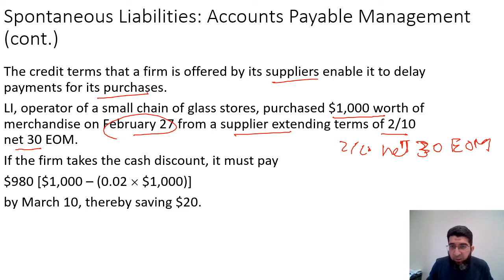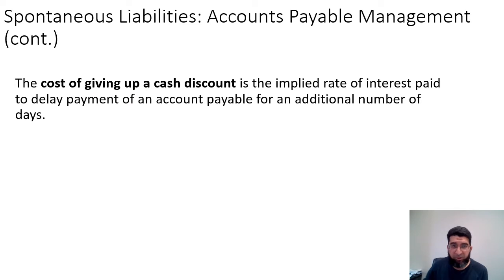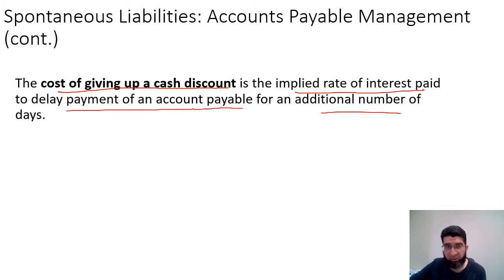If it pays within the 10 days, it will be able to get a 2% discount, and that discount is $20. The total that the firm is supposed to pay is $980 by March 10, thereby saving $20. Now, the cost of giving up a cash discount is important to be considered. It is the implied rate of interest paid to delay payment of an account payable for an additional number of days. Let's see how it works.